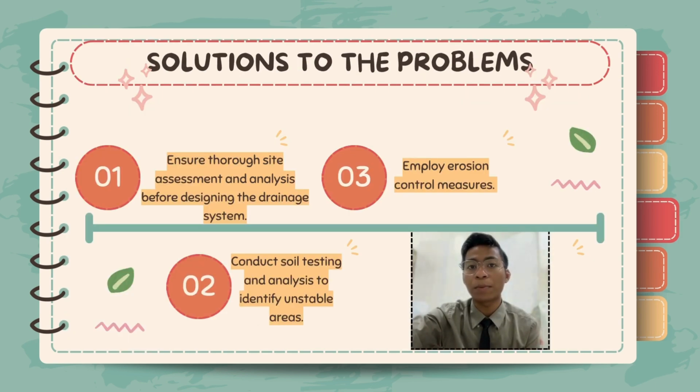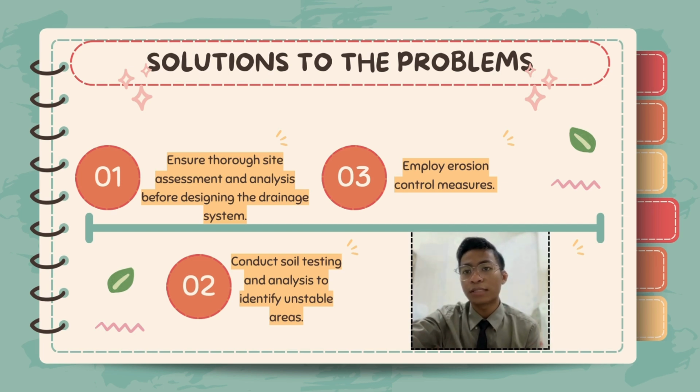Then I'm going to explain the solutions to the problems during the construction. Firstly, before designing a drainage system, engineers conduct a thorough site assessment to understand the site's features like its terrain, soil type, and how water behaves there. This helps them figure out where water collects, where soil erosion might happen, and which areas are not stable.